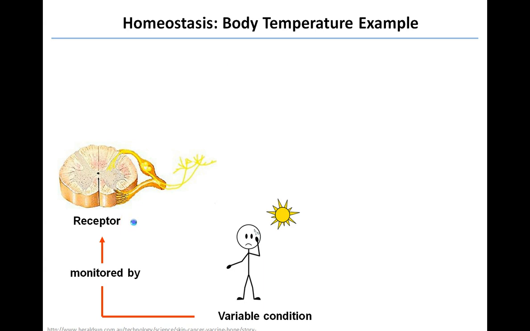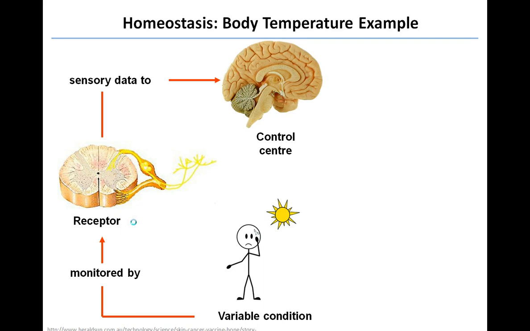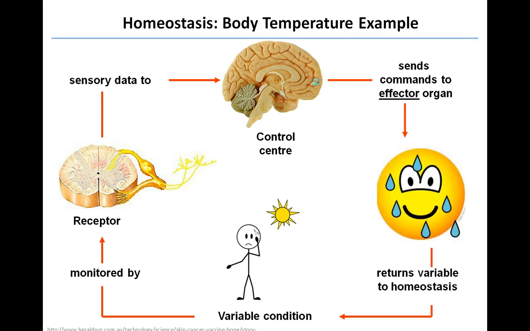Information about that condition is sent to a control center. That's typically within the brain. So the receptor is recording what's going on with the body temperature, telling the brain what the body temperature is. The body temperature will then be assessed within the control center. If a change needs to be instigated, if we need to cool the individual down or heat them up, a command will be sent to an effector organ.